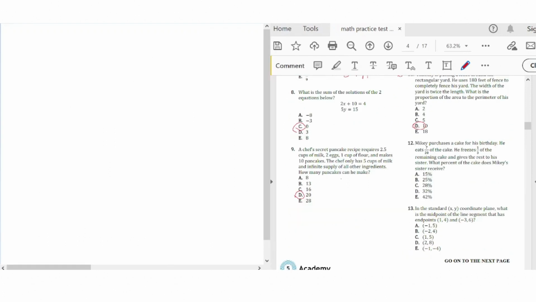Alright, moving on to number 12, we have a cake problem. Mikey purchases a cake for his birthday. He eats 7/20ths of the cake. He freezes 1/3 of the remaining cake and gives the rest to his sister. What percent of the cake does Mikey's sister receive? Now, the first thing I'm going to want to do is give these fractions the same denominator. I'm going to get them to a common denominator, and you're going to see why in a second. So I know that we can do that by multiplying 7/20ths, the denominator, by 3, and 1/3, the denominator, by 20. We can both get them to a common denominator of 60. So let's do that.